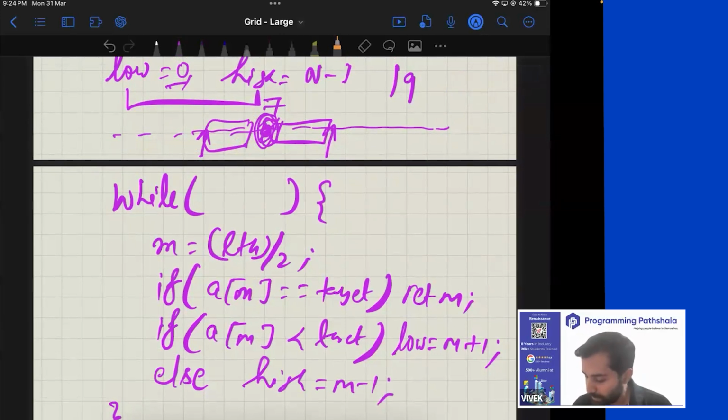How many of you are clear with this part of the code, which I have written here? Now, what about the termination condition? What about the base case?